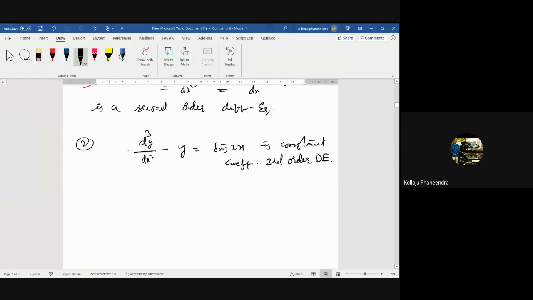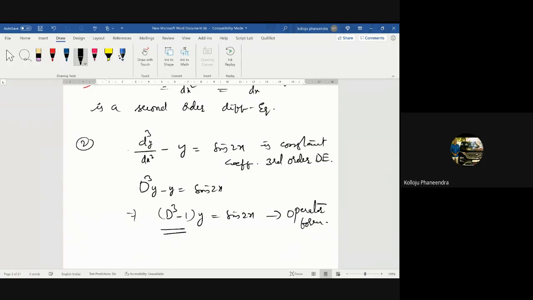So how to write this one? This is in operator form: D cube y minus y equal to sine 2x. So I can take y common. So (D cube minus 1) y equal to sine 2x. This is operator form: F of D into y equal to R of x.